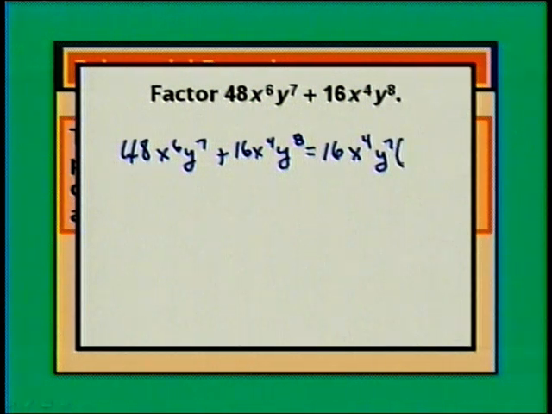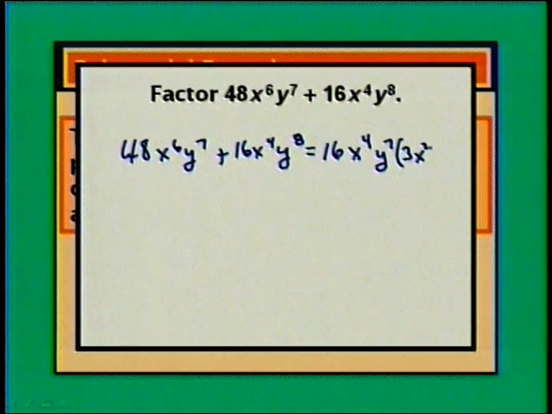Now, what do I need to multiply 16x to the 4th, y to the 7th by to get back 48x to the 6th, y to the 7th? Well, to get the 48, I need to add a factor of 3. To get 6 factors of x, I need 2 additional factors of x, and I already have all 7 factors of y.